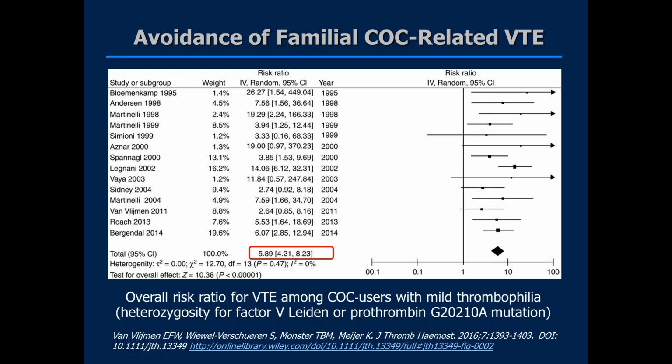On this slide, we have the results for case control studies examining the risk of venous thromboembolism in those with a mild thrombophilia. And what you can see is that the authors determined that these mild thrombophilias increase the risk of venous thromboembolism about 6-fold. So the odds ratio was 5.8, or the risk ratio was 5.89, with fairly tight 95% confidence intervals extending from 4.21 to 8.23.